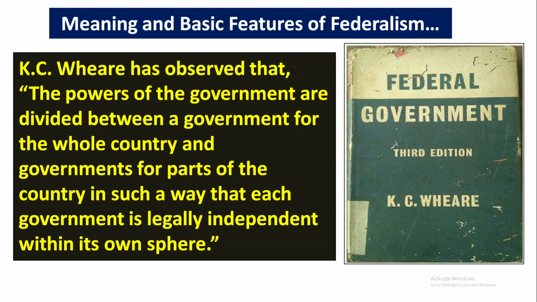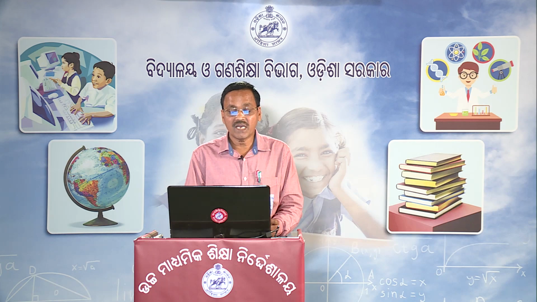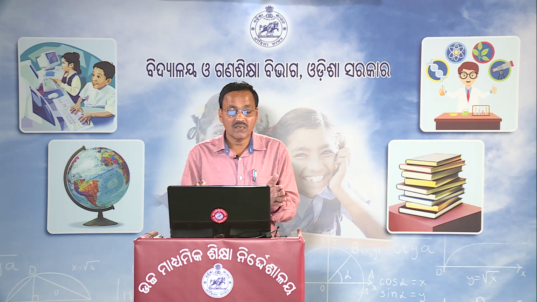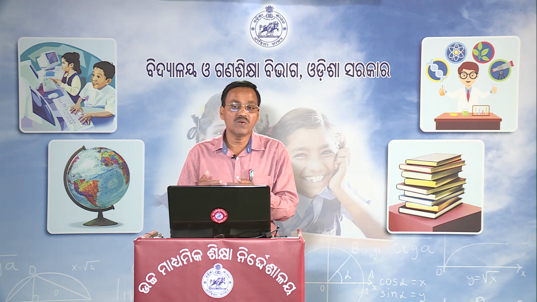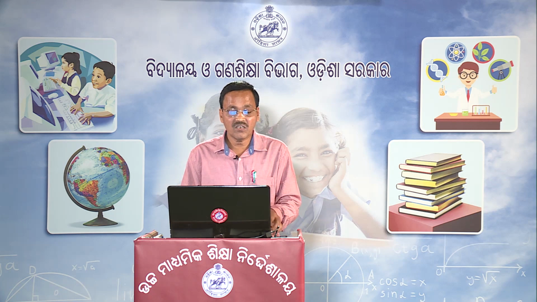an Australian academician, was no other than K.C. Wheare. Wheare remarked that the powers of the government are divided between a government for the whole country and governments for the parts of the country, in such a way that each government is legally independent within its own sphere. So, that is why there is a division of power. One government is for the whole country, the other governments are for the units or states.